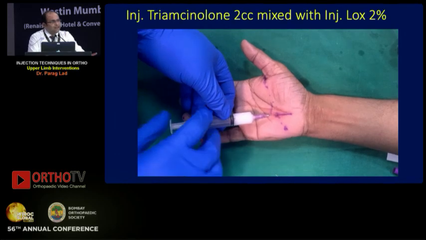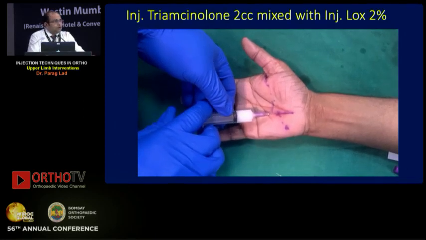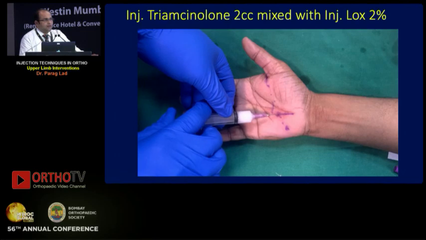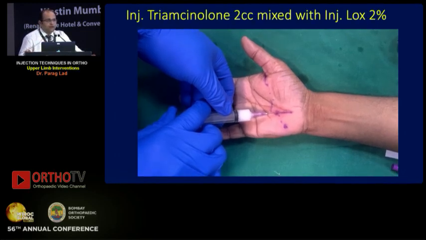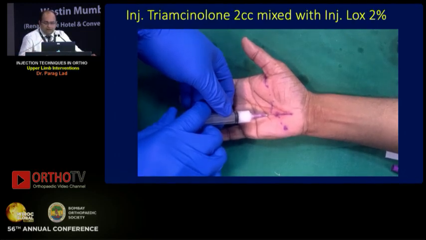You always aspirate. Make a habit of aspirating before you inject, because we do not want to give any drug into a vessel.